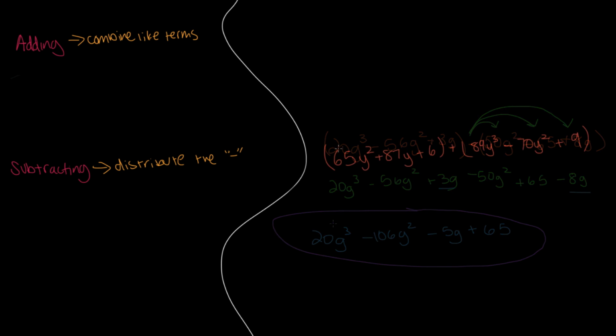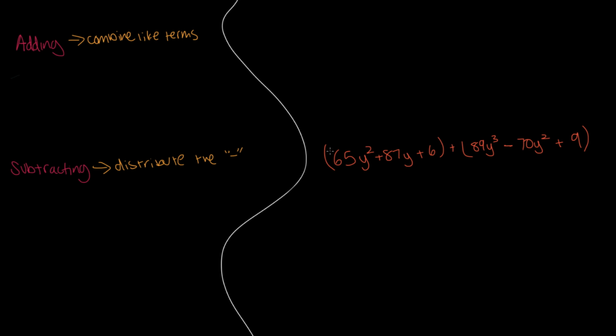Let's try one more. So our last one says 65y squared plus 87y plus 6, and then we're adding our second polynomial, which is 89y to the third minus 70y squared plus 9. So this is adding polynomials, so again, we just combine like terms. First thing we're looking for here, though, is our highest exponent, so we can write it in standard form. So our highest one right now is 89y to the third, and there is only one y to the third term. So 89y to the third is going to be our first term.